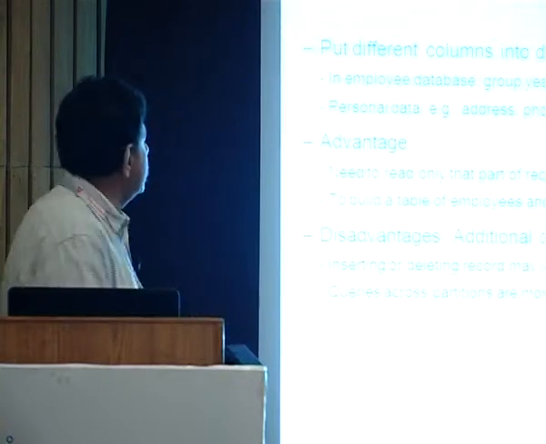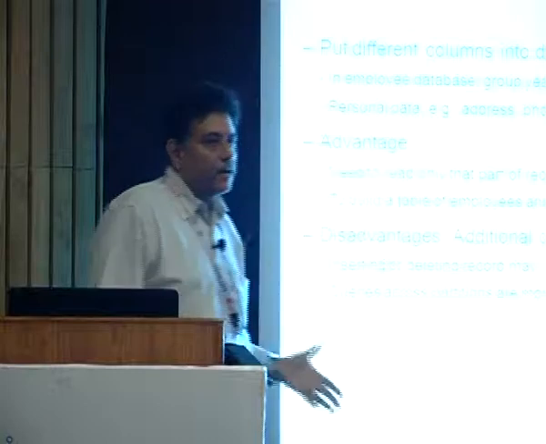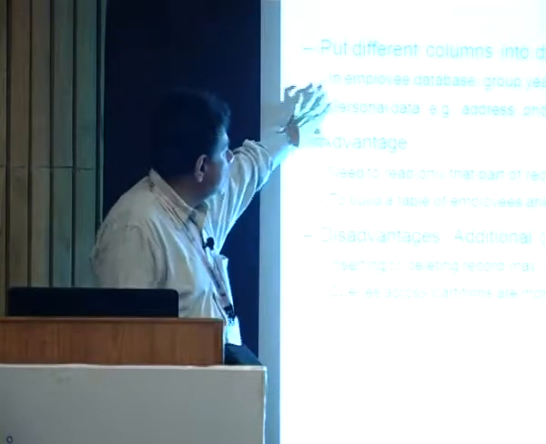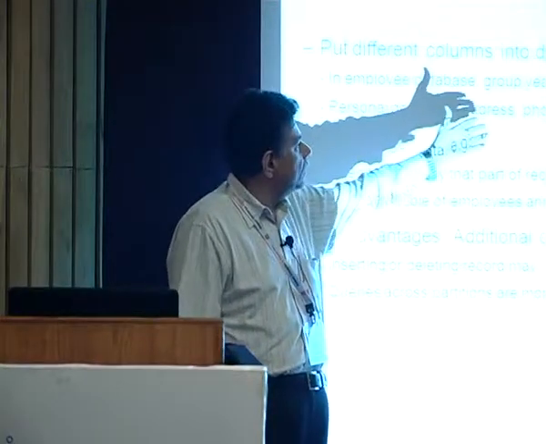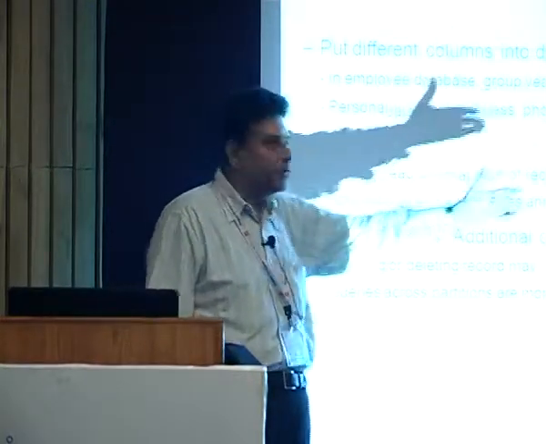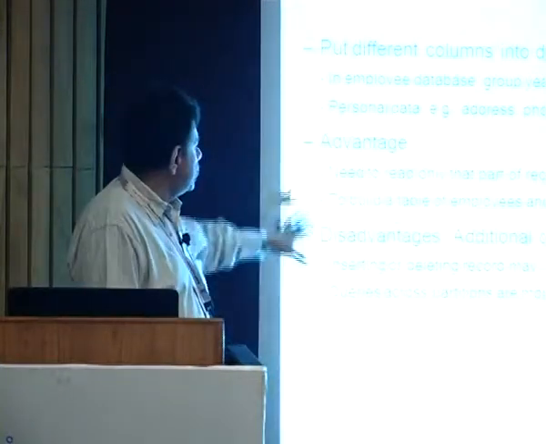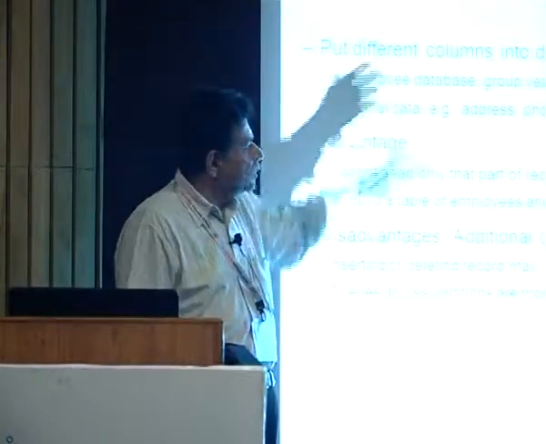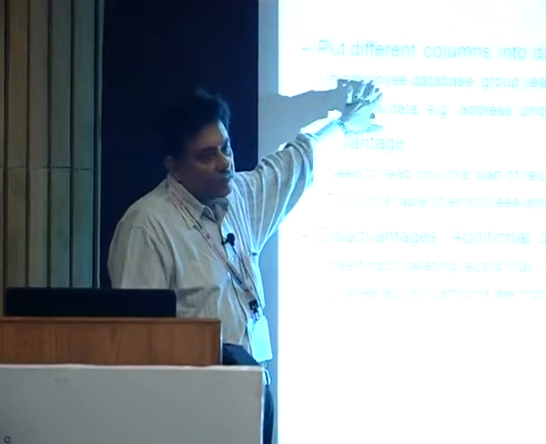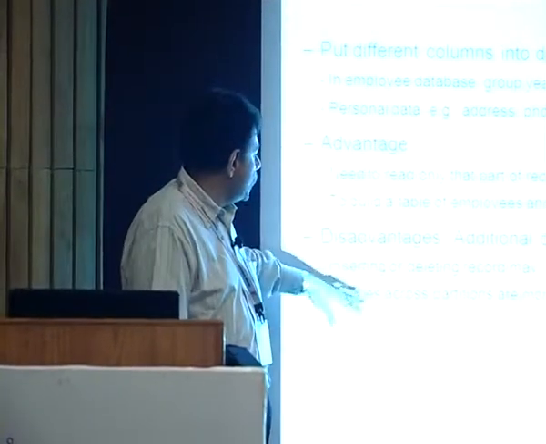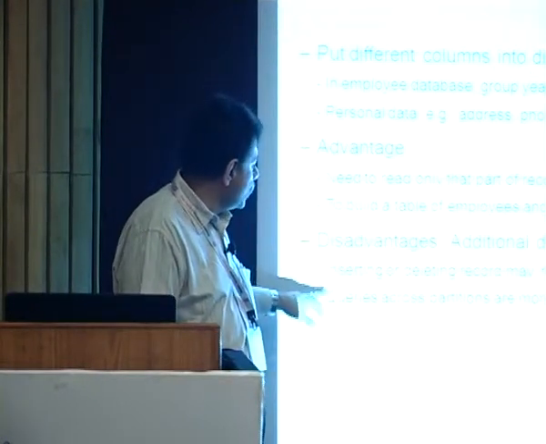Finally, the fourth method is vertical partitioning, whereby you put different columns into different files. For example, in an employee database, you can put things like number of years of experience, salary and so on in one file, and personal data like address, phone number and so on in a different file. The advantage is that if I want to do some analysis of things like salary, I need to read only the file which has the data that I need, so it's much faster. And again, the disadvantage is that for some operations I have more complexity.